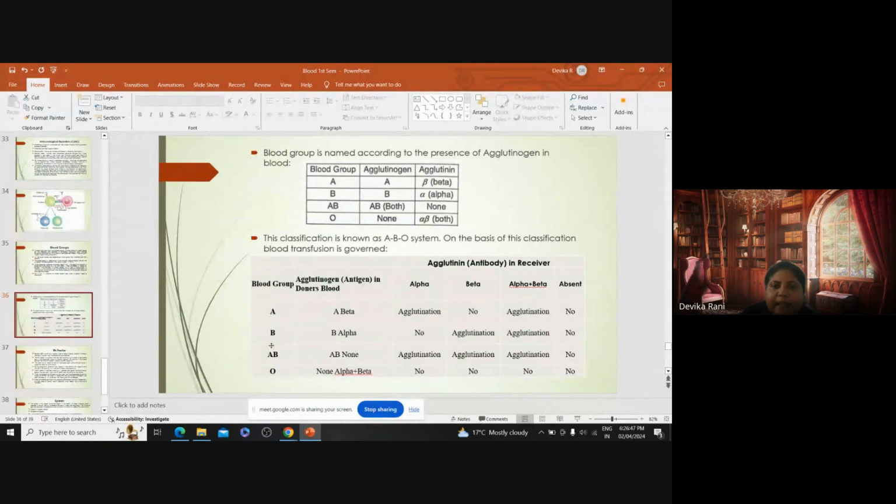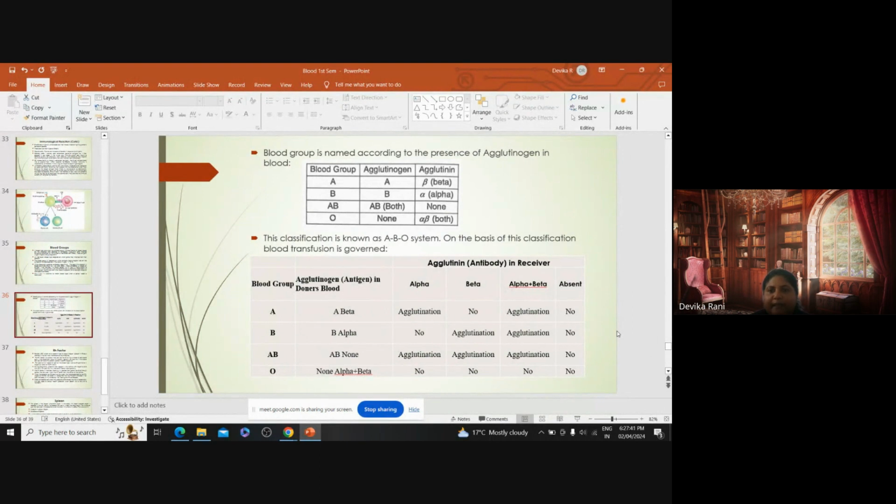Similarly, we see that a person with B blood group can take blood from a donor who has B blood group, right? And vice versa. Now, if you see this over here, you will realize that a person with an AB blood group can take blood from everyone, all types of blood groups. Whereas a person with O blood group can give blood to every kind of blood group. That's why O blood group is considered to be a universal donor blood group.